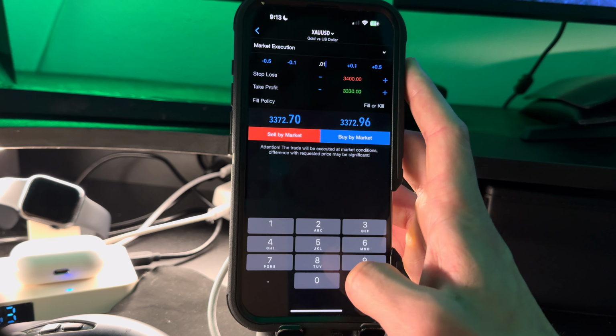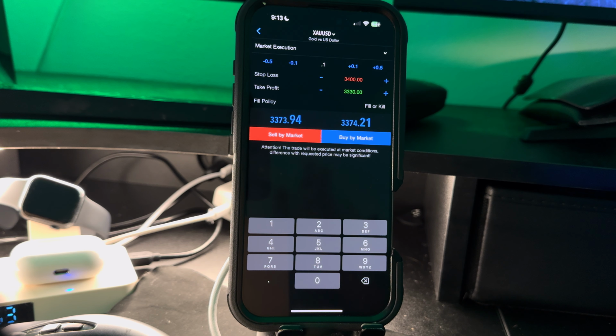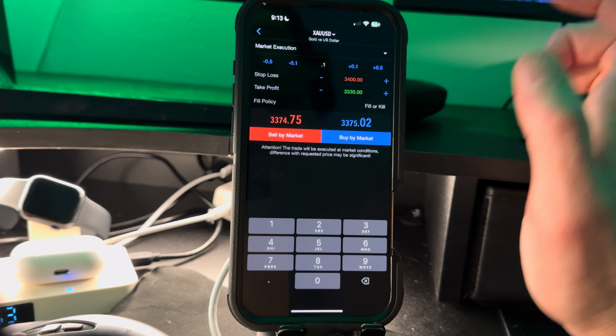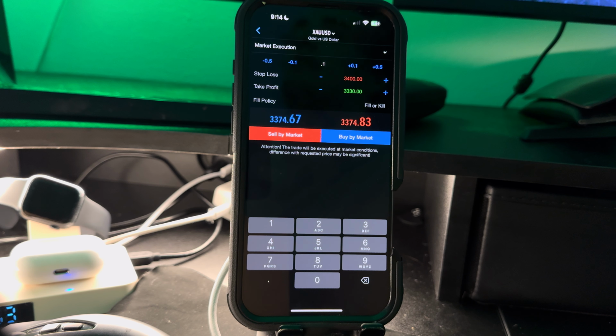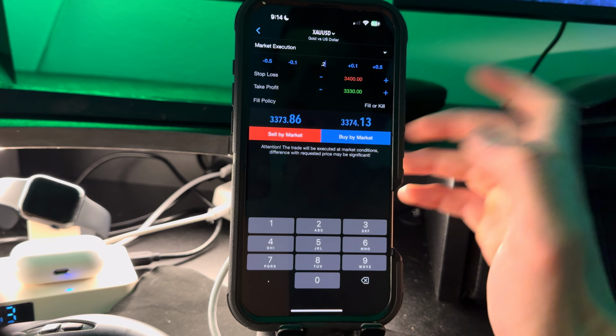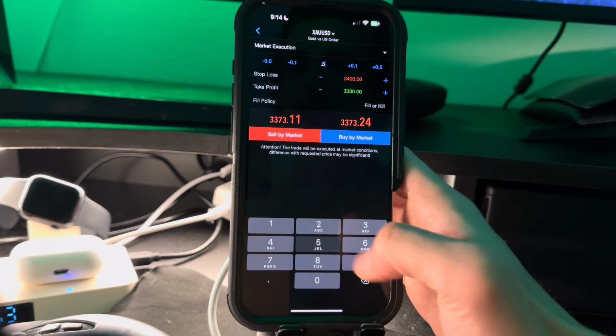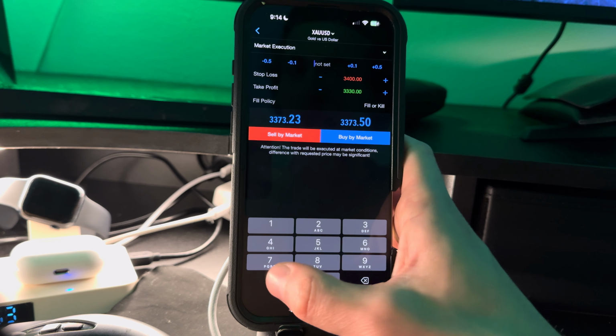So 0.01, 0.1 is $1 per pip. Do the math on that. $1 times 300 pips, for example, whether that's a take profit or a stop loss, is $300. You could do a 0.2, $600, a 0.3, $900, and so on. But I'm just going simple.